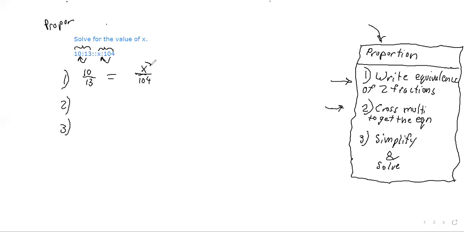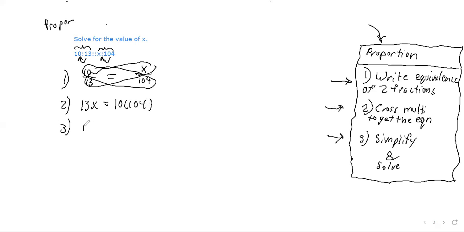So we're going to multiply the x on the top with the 13 on the bottom, and we're going to get 13x equals the 10 on the top times the 104 on the bottom. So that's going to be 10 times 104. So that takes care of step two. We cross multiply the top and bottom. We got our equation. All right, the last step, step three, simplify and solve.